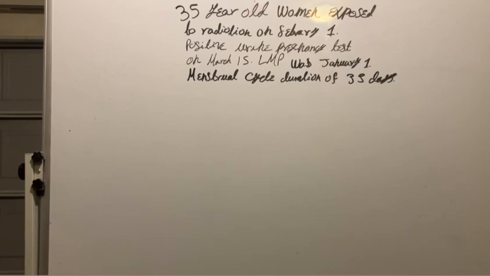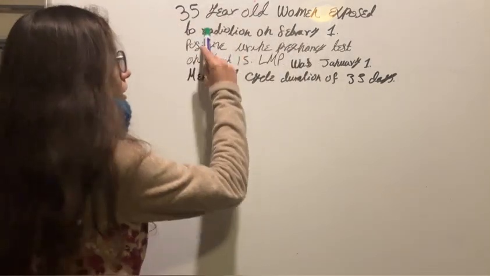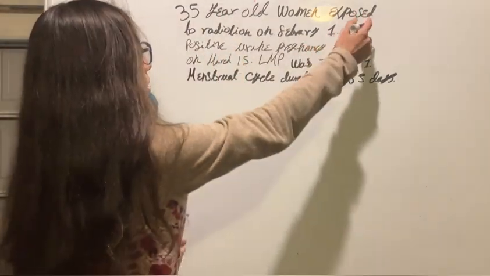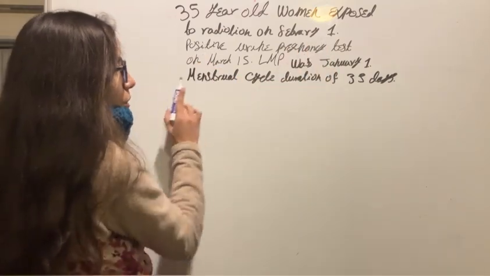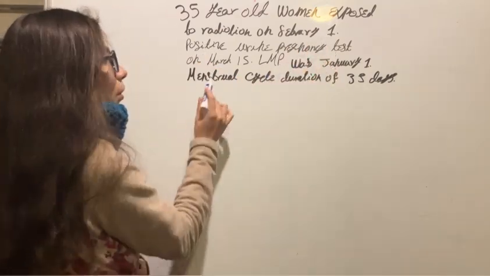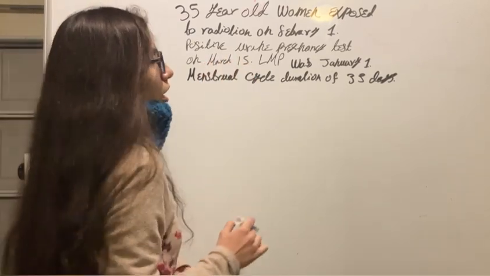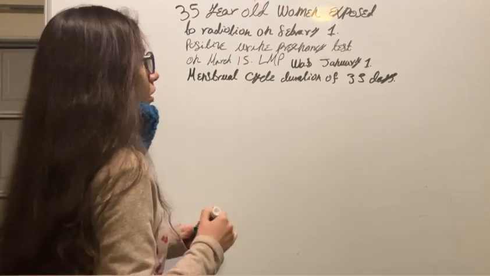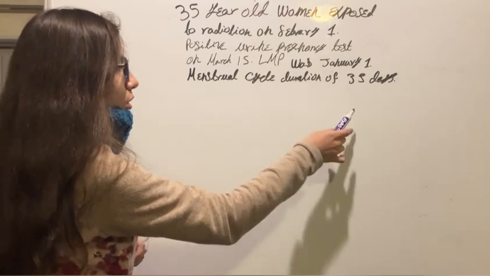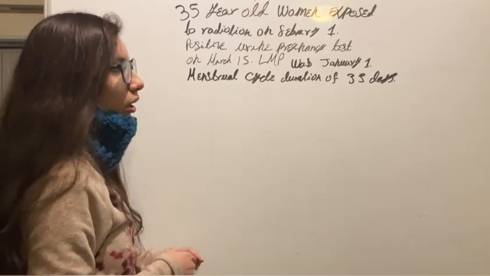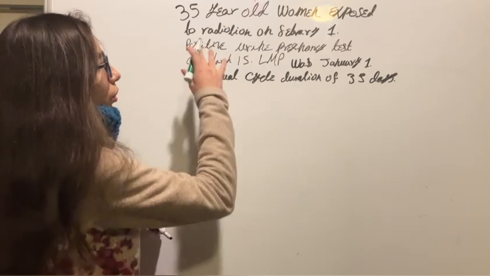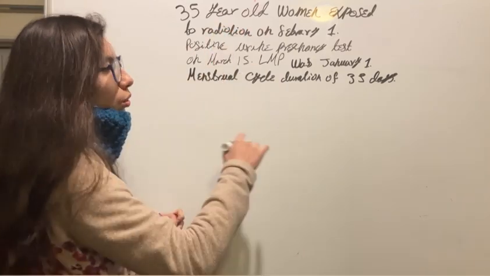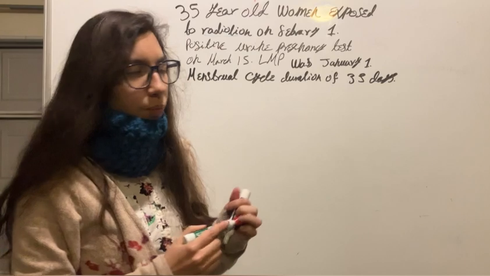We are going to do an exercise. So we have a 35-year-old woman who was exposed to radiation on February 1. She has a positive urine pregnancy test on March 15. Last menstrual period was January the 1st, and the duration of the menstrual cycle is 35 days. So we want to know how the radiation is going to affect the baby.